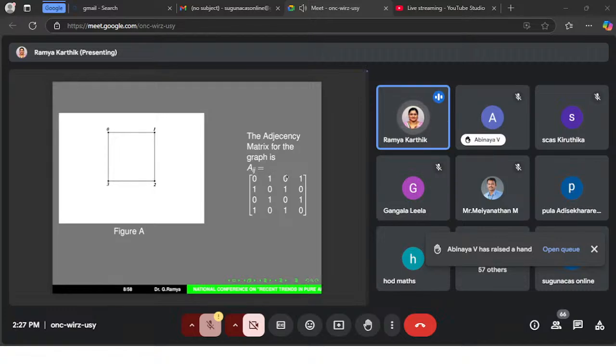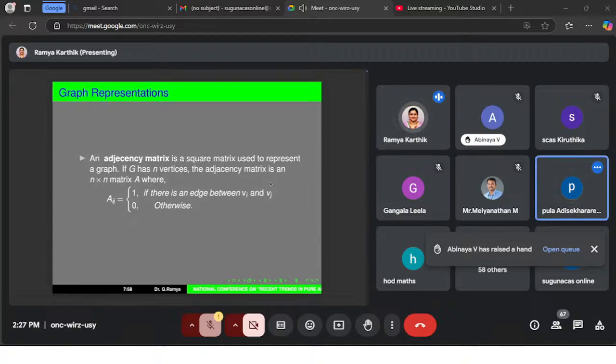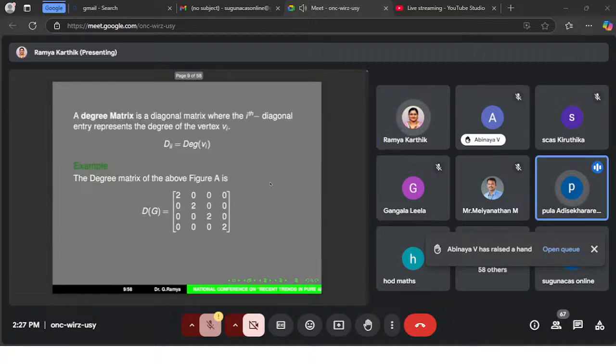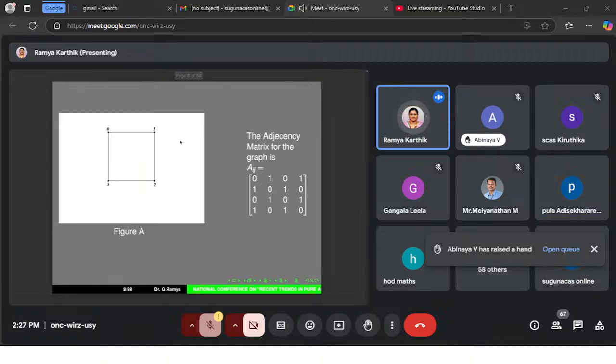The second is the second row and second column, and the vertices are mentioned here. If two vertices are adjacent, then you put 1 here, otherwise 0. That is the meaning of this adjacency matrix. And next one, degree matrix. It is basically a diagonal matrix. It is nothing but the degree of every vertex. So what is meant by degree? The number of edges incident to a vertex is called its degree. So in this vertex 0, how many edges are incident? 2 edges are incident.